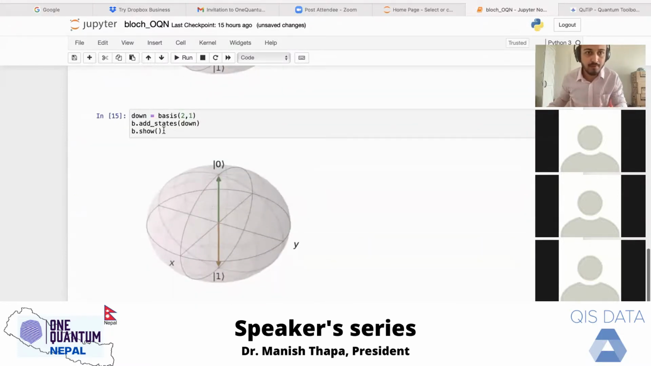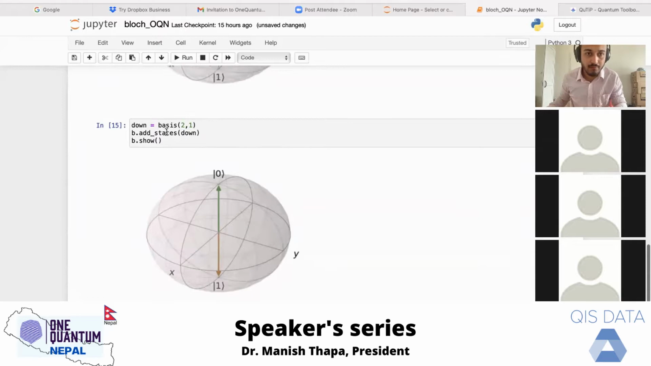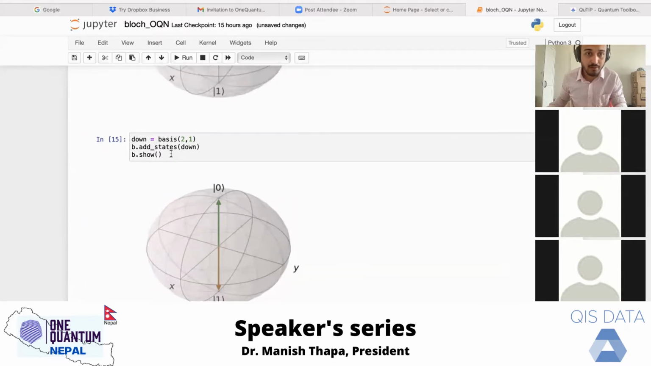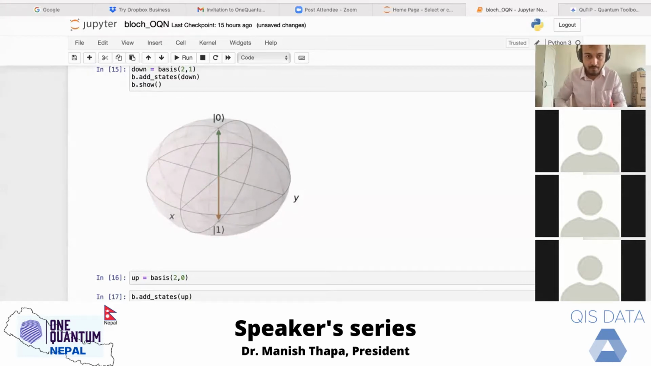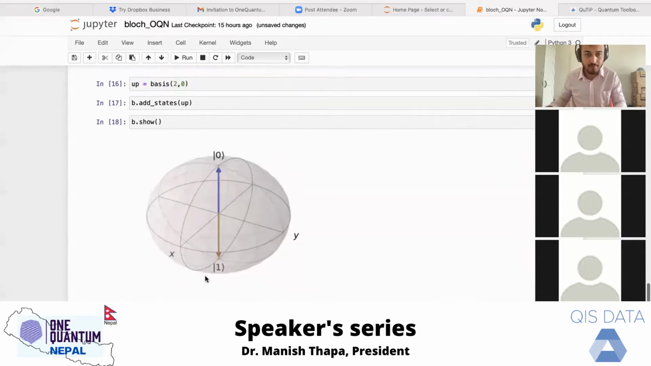I don't know what happened, but you see, you define down state, which is basis 2, 1. It gives you down state, right? If you do up state, it goes to 0, right? So now b.add_states up. So it added the up state too, which is blue, right? Now we can manipulate that, right? So what do I have here? I've chosen some commands to do that.